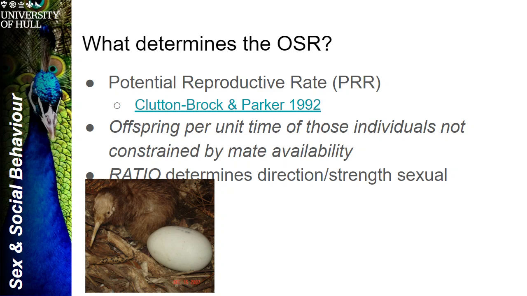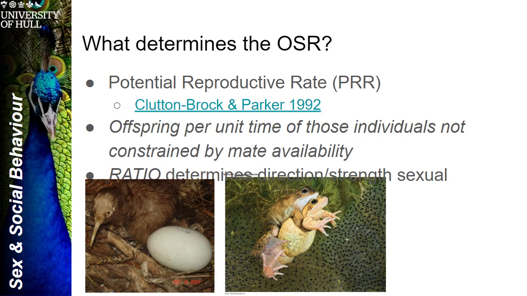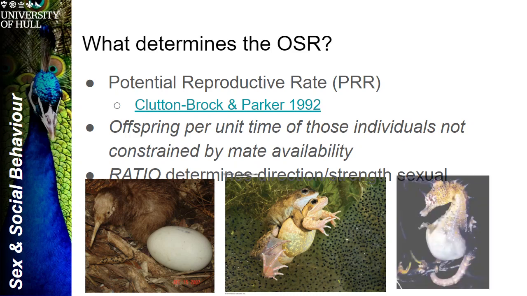So a kiwi, for example. Here is a kiwi with her enormous egg, which is practically the size of her own body, and she invests a huge amount of effort in producing this one massive egg, and so her potential reproductive rate is very, very small. Compare that with a female frog who produces thousands and thousands of eggs in frog spawn. Her potential reproductive rate is huge. It's on the order of the number of sperm that the males produce. So then we have a slightly more equal ratio of reproductive rates there.